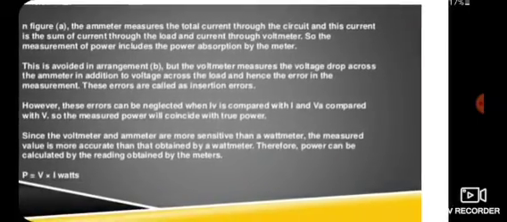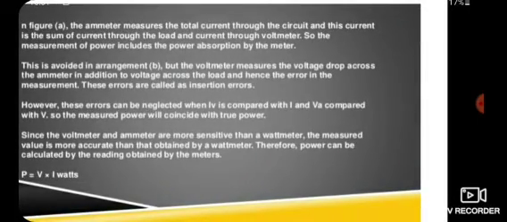In figure A, the ammeter measures the total current through the circuit, and this current is a sum of current through the load and current through the voltmeter. So, the measurement of power includes the power absorption by the meter. This is avoided in arrangement B, but the voltmeter measures the voltage drop across the ammeter in addition to voltage across the load, and hence the error in the measurement. These errors are called insertion errors.